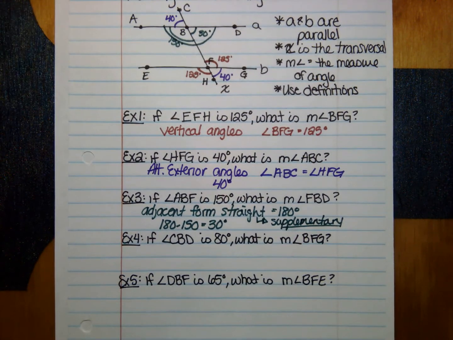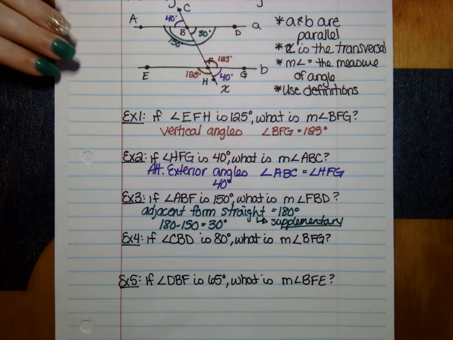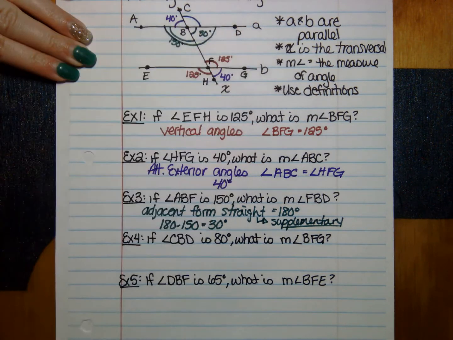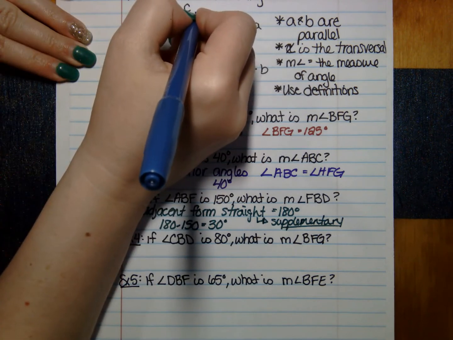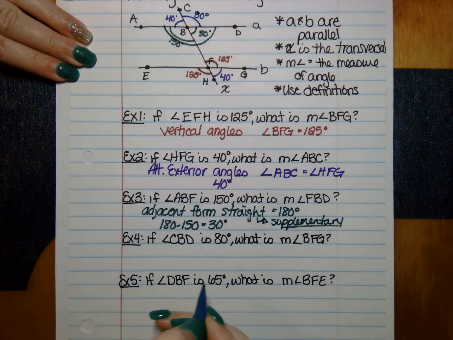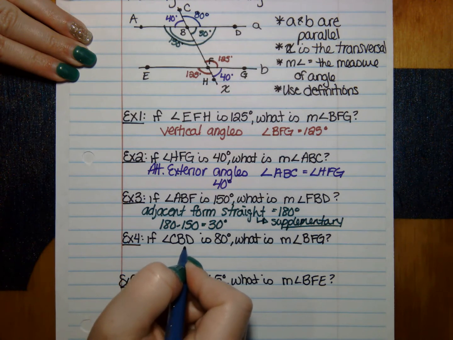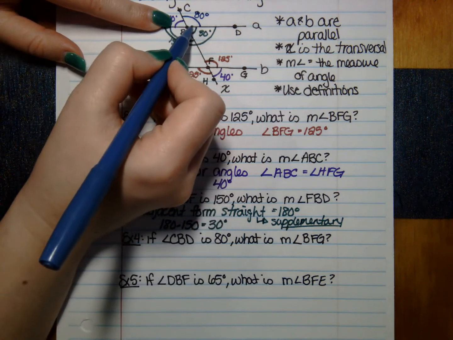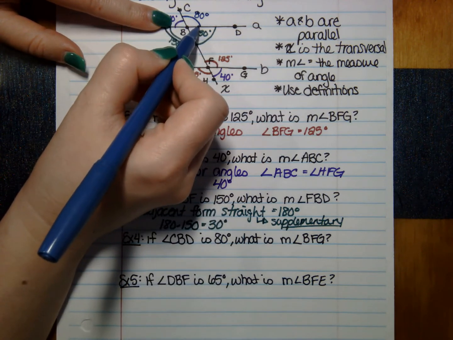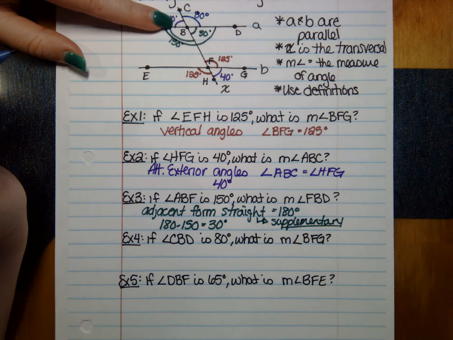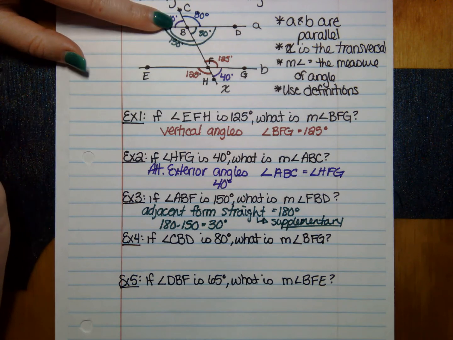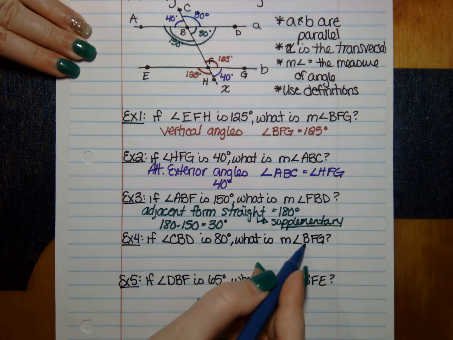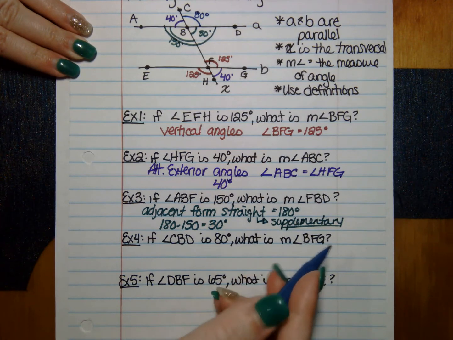For example 4, it says if CBD, so if this one is equal to 80 degrees, even though we know that technically won't be correct because it's larger than our right angle of 90 degrees, but let's pretend like it's 80 degrees. We're just really practicing our definitions for this one. What would be the measure of angle BFG?